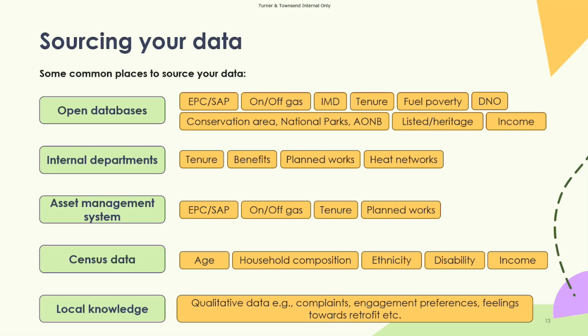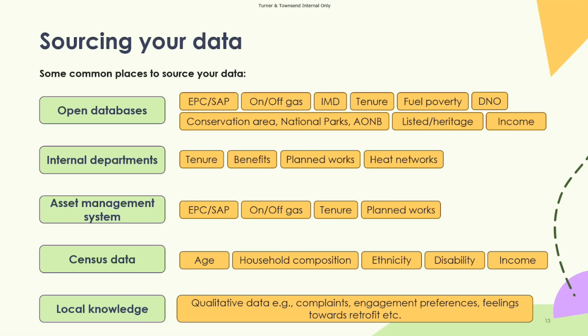So where do we get all of this data? The first place is open source data. There's lots of data online at the moment to be able to better understand your properties. So you can get EPC and SAP data off the open data source. You can find out whether your property is on or off gas, IMD, the tenures for the property, fuel poverty, all these different things you can get from open databases. And you'll probably have a lot of this within your housing systems already.